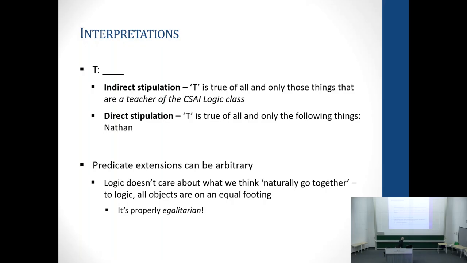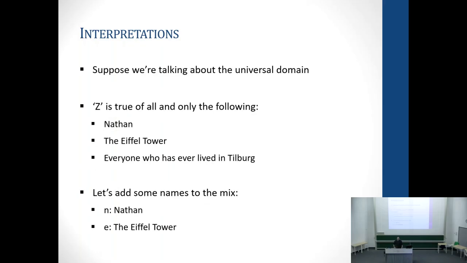So it's natural to think that FOL predicates are kind of like properties, English properties, but that's not the case. They're just simply predicates. We fix extensions however we like. So here's a way to get a run up to that. Suppose we've got a universal domain. So absolutely everything that is, was, and ever will be is in our domain.